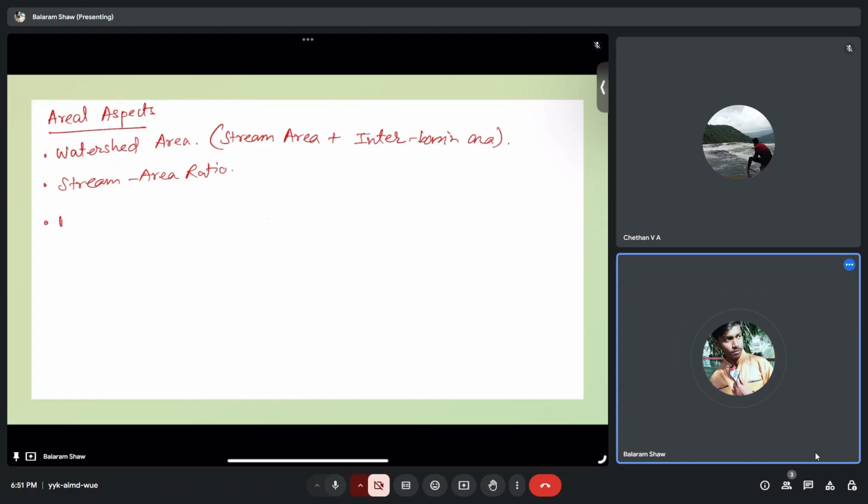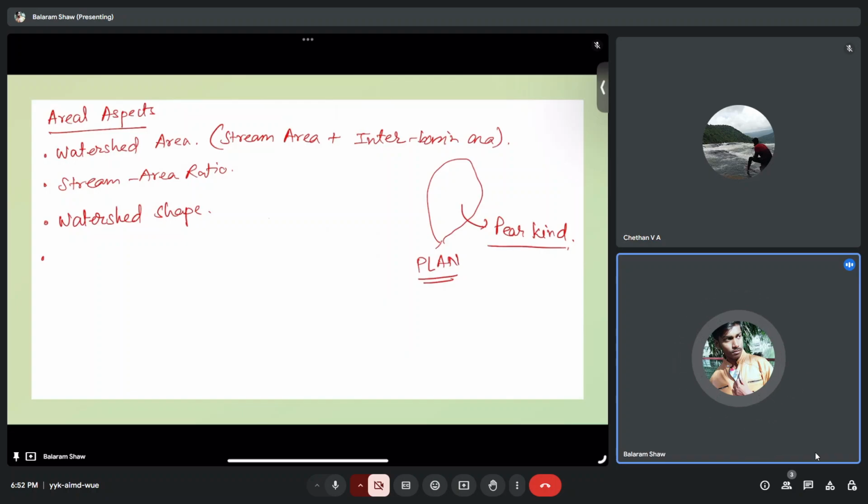Then we have watershed shape. The frequently occurring shape is, mostly you will see the watershed something like this. So it is kind of pear kind, kind of the fruit pear, in the plan view. It is the most frequent one which we see, but in the forested catchment, the glaciated catchment, the mountainous one and all, it can be different based on what the characteristics are.